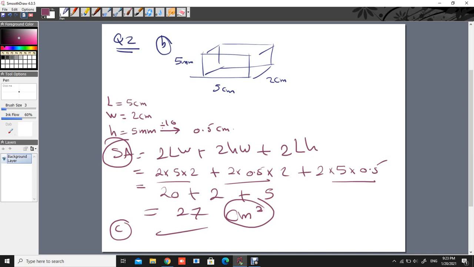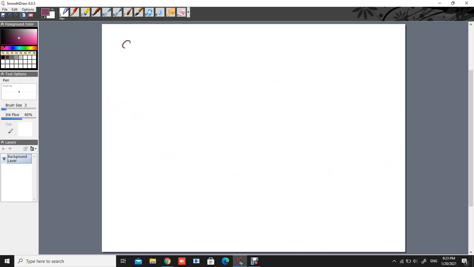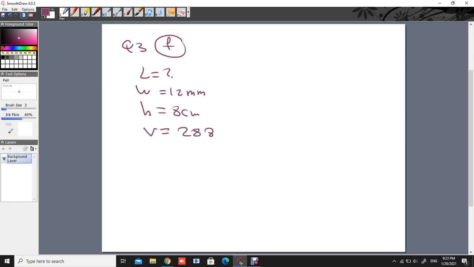Let me do the last one, F. Question 3F. Look at the table. Here the length is missing. The width is 12 millimeter. The height is 8 centimeter, and the volume is 288 millimeter cubed.